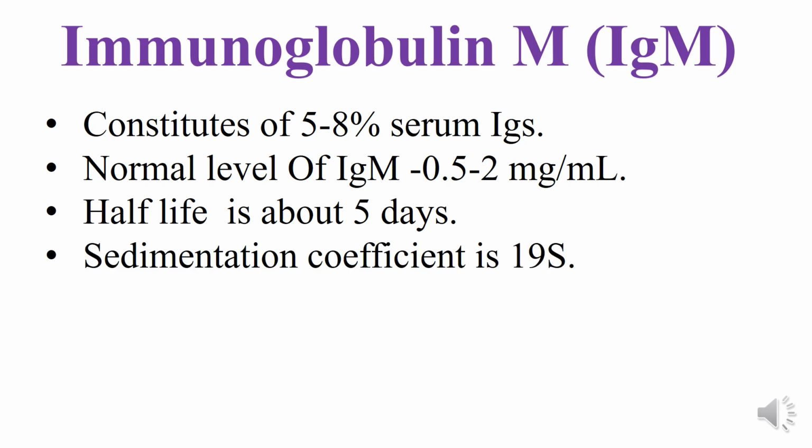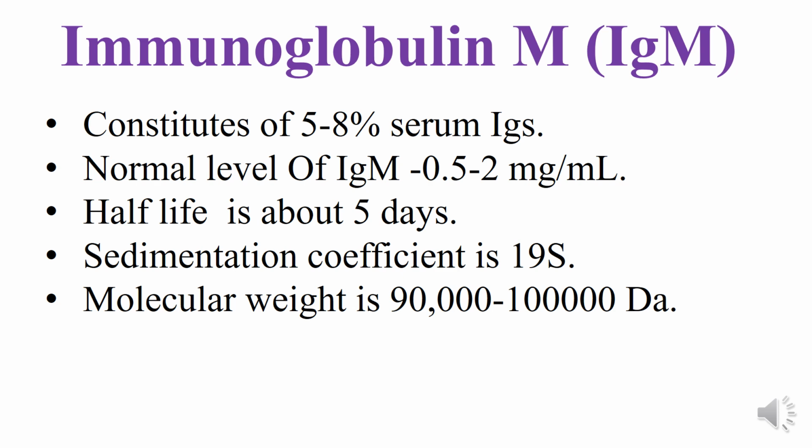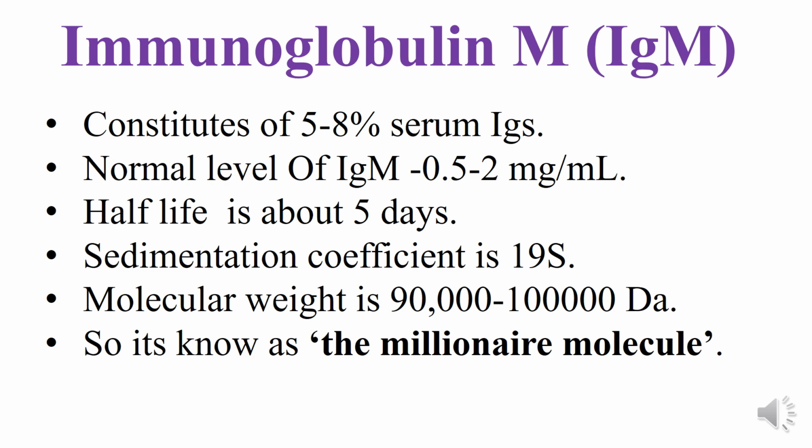Sedimentation coefficient of immunoglobulin M is 19S, which means it's a heavy molecule. Its molecular weight is 900,000 to 1 million daltons, and therefore it is known as the Millionaire Molecule. So if you're asked which immunoglobulin is known as the Millionaire Molecule, you know what your answer should be.